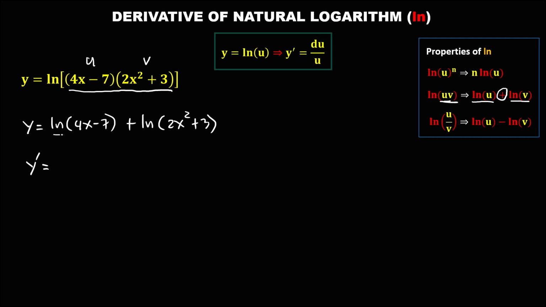So for this term, find the derivative. The derivative of 4x minus 7 is 4, then over 4x minus 7, then plus. For this term, to find the derivative, the derivative of 2x squared is 4x, this one is 0, then over 2x squared plus 3. Then to simplify, to write these fractions in a single fraction, we can use the crisscross multiplication.